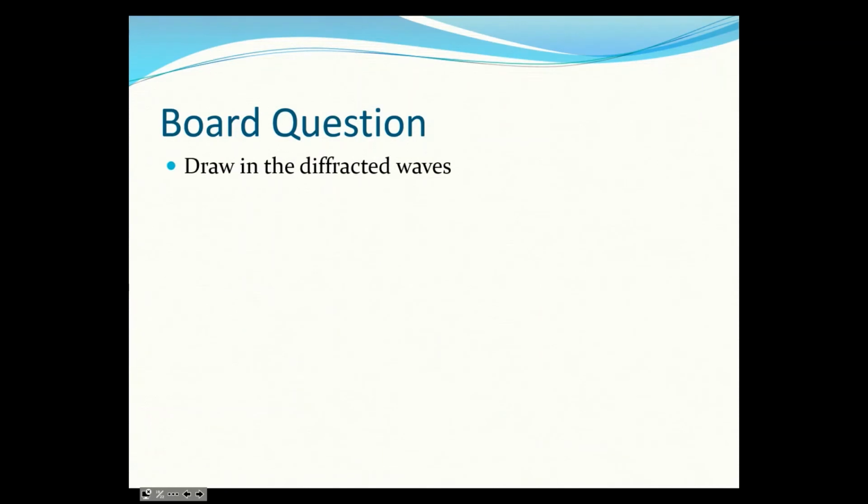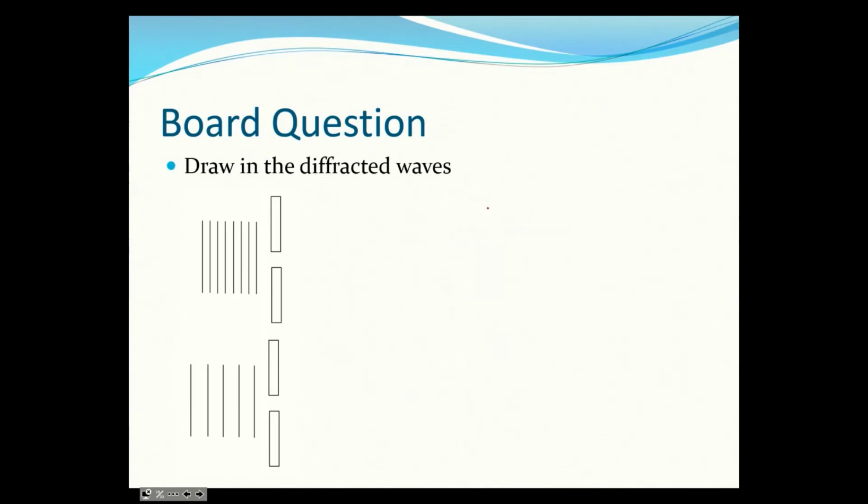Okay, so I have a board question for you. Pretty straightforward. Just give this a go. I want you to draw, just the first one, what the diffracted waves would look like in this situation and this situation. So when we draw our waves like this, we're doing an overhead view, and all those lines represent the crests.